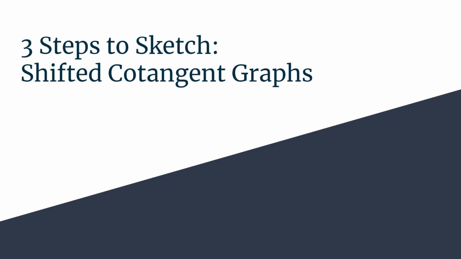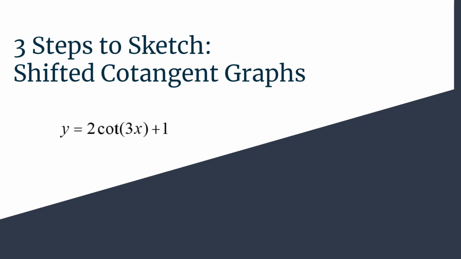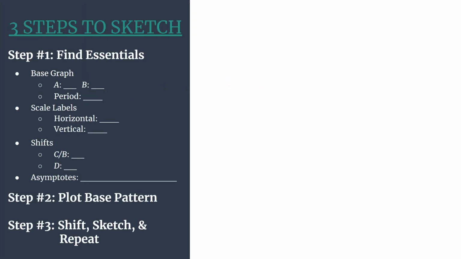In this 3 steps to sketch, we're going to graph a shifted cotangent graph, y equals 2 cotangent of 3x plus 1. So the shift that we have is actually going to be a vertical shift. We see it there with that plus 1, and so that's how we know we should use the template for shifted graphs. All right, so as a reminder, here's our template.